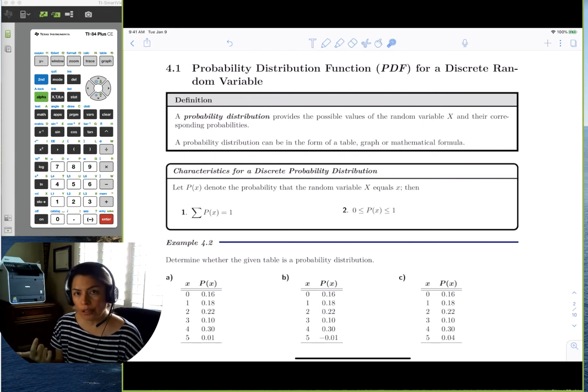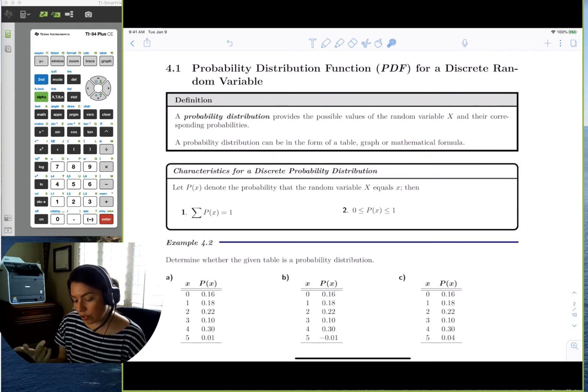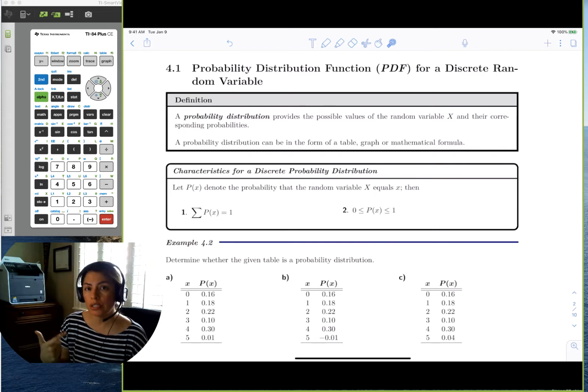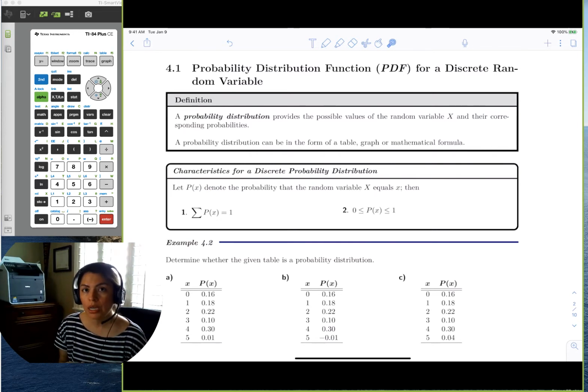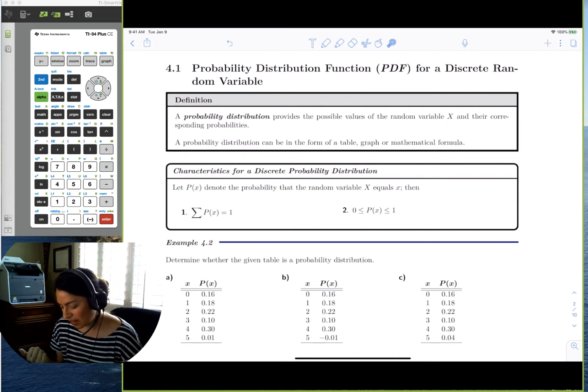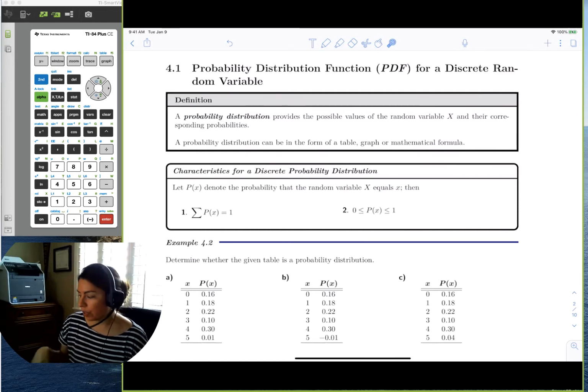There are a couple of characteristics of the discrete random variable that are really important. The first one is that if I add up all the probabilities from the discrete probability distribution, it should add up to exactly 1. Not over 1, not under 1, exactly 1. Why? Because that's the maximum probability that we can ever obtain, right? Which is certain probability, right? And then all probabilities have to be between 0 and 1.